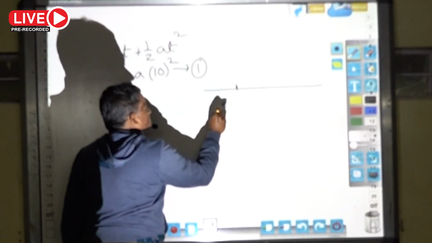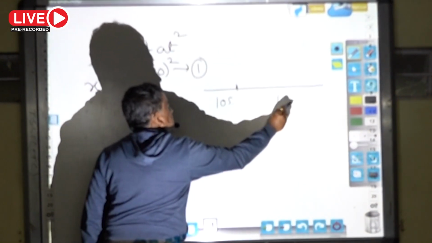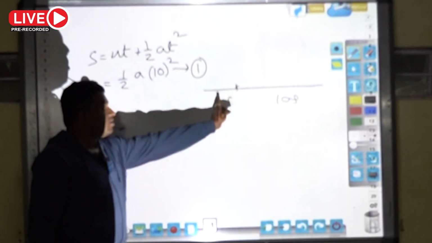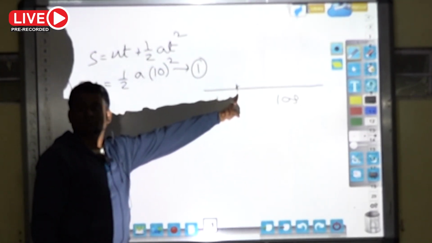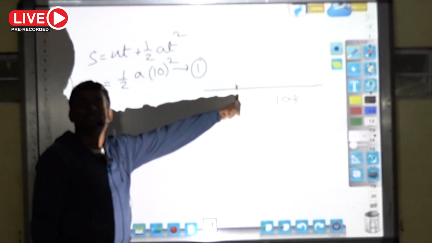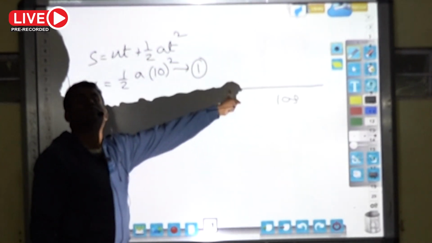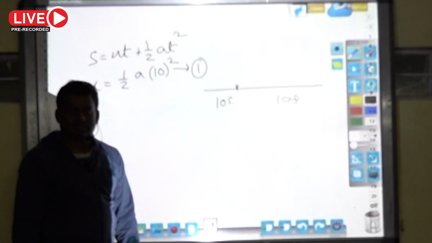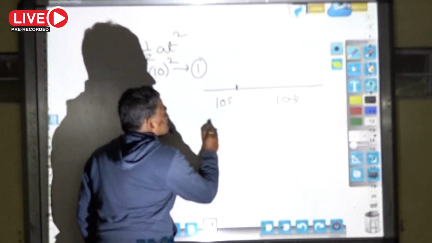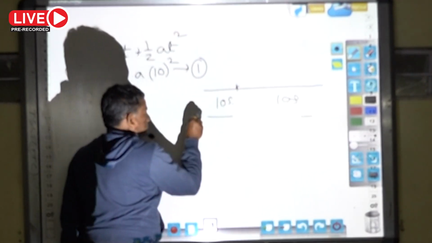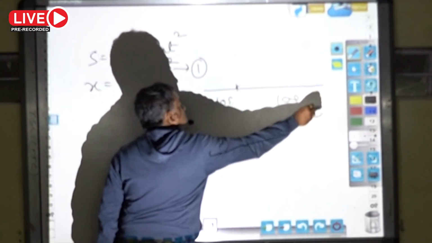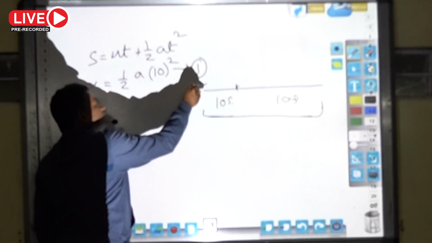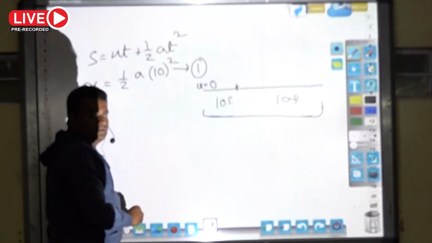This is the first 10 seconds, this is the next 10 seconds, but here we have to calculate the final velocity at the end of the first 10 seconds, which will be treated as the initial velocity for the next 10 seconds. But we will not calculate that. Rather, we will calculate the entire interval together, such that I can again consider the initial velocity to be 0.